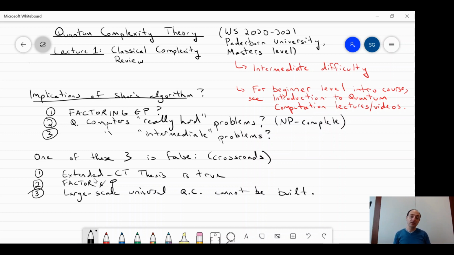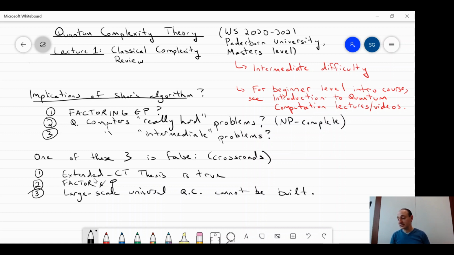And this is not an entirely rigorous statement. And again, when we revisit this at the end of this lecture, I'll explain why. Okay, but the point is that we're at an exciting crossroads, and to make sense of that crossroads, I'll need to go through the review of classical complexity theory today.